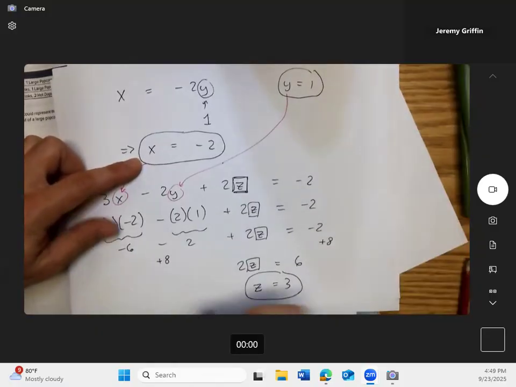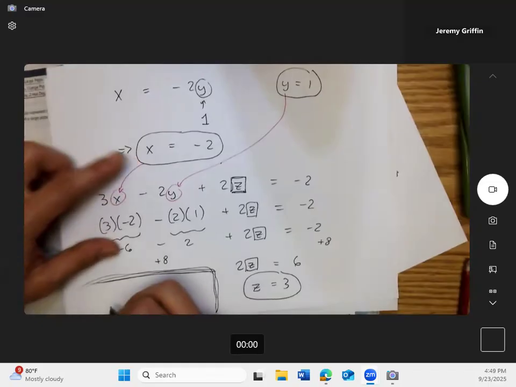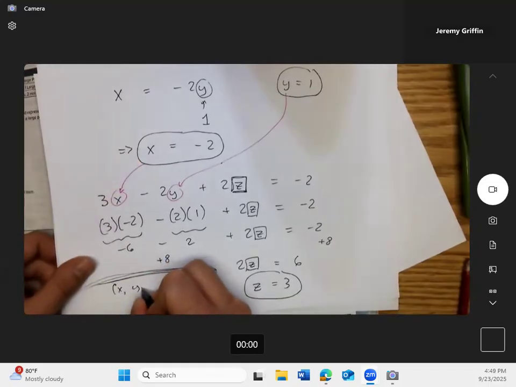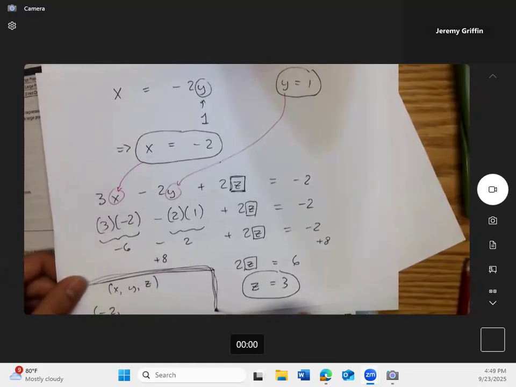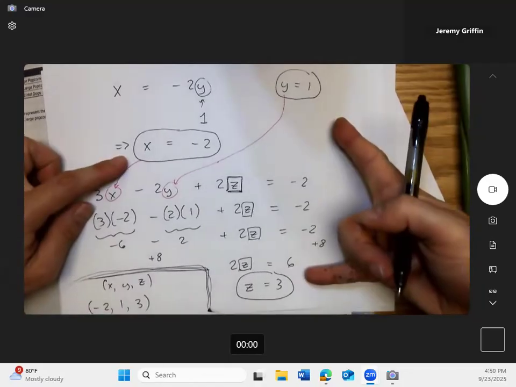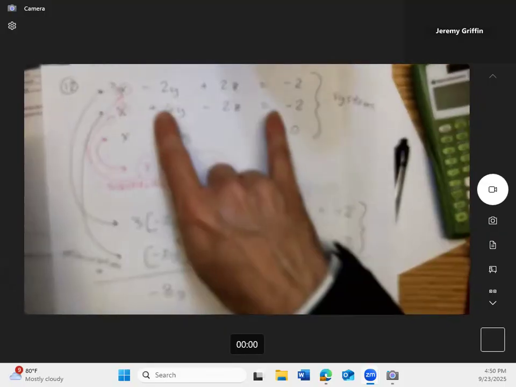Here, I'll write it in this space right here as an ordered triplet. So that'd be like x, comma, y, comma, z. So that would be like negative 2, comma, 1, comma, 3. That's my x, y, z right there. And last thing I'll do on this one is I will check my answer with the second equation.